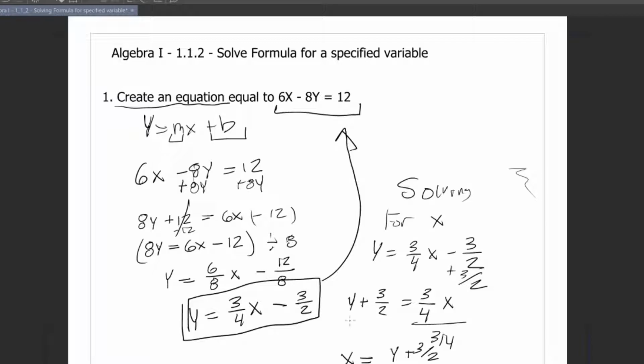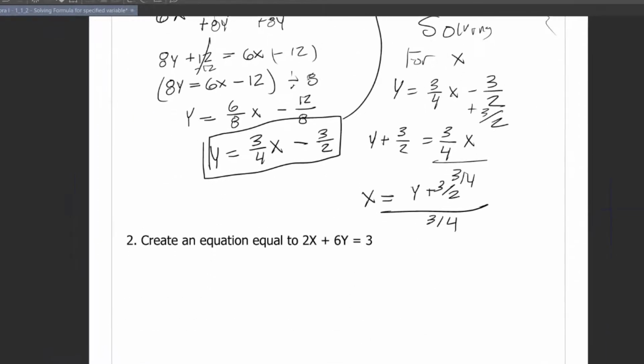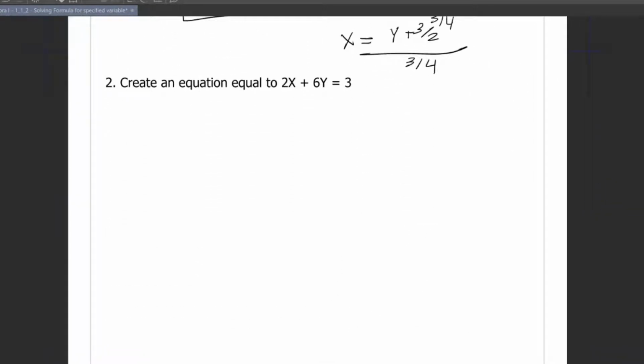Okay, all right. So going to the next question. And again, if you have any questions over that, go ahead and put them in the comment section, and I will get to them. Create an equation equal to 2x plus 6y equals 3. And the same thing, we want to solve for y. Y equals mx plus b.